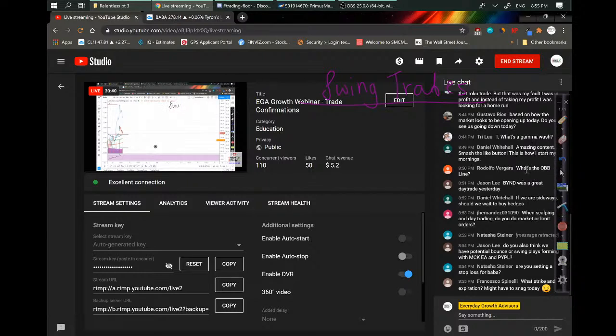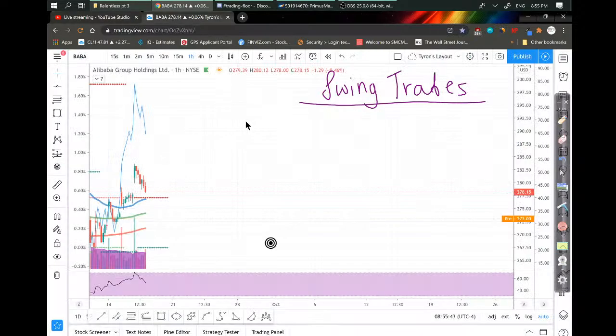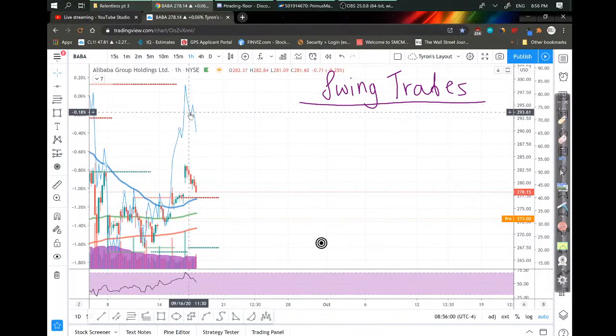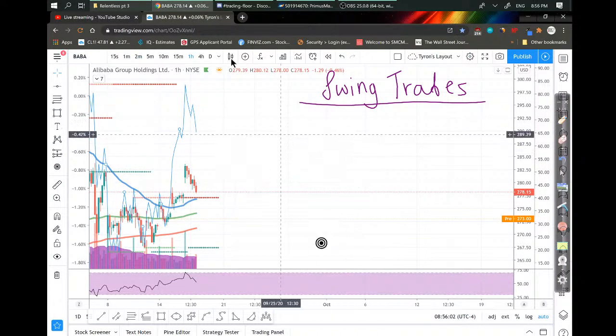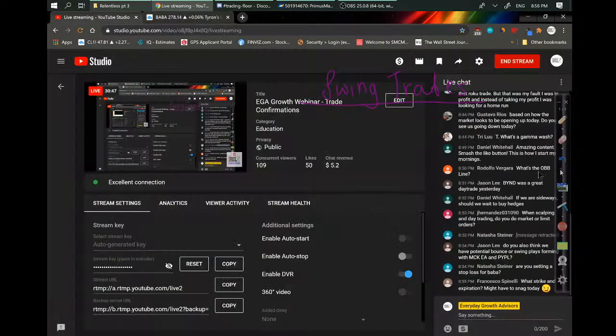What's the OBV line? That's the blue line. OBV, on balance volume. It shows you how much volume is inflow and outflow for that particular trade or stock. Be honest, a great day trade. Yep, I agree. If we are sideways, should we wait to buy hedges? I wouldn't buy hedges at this point.